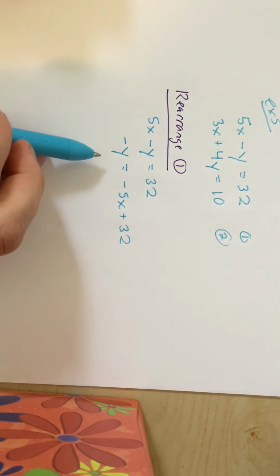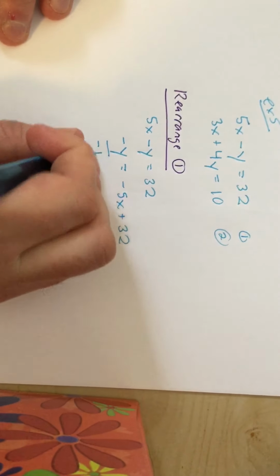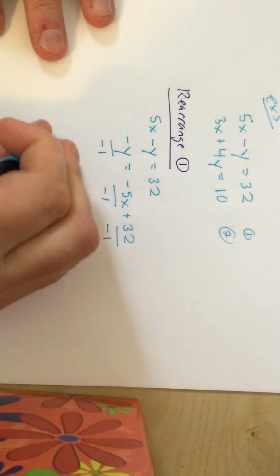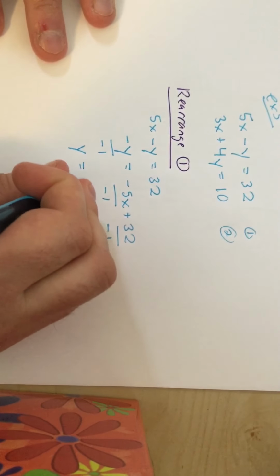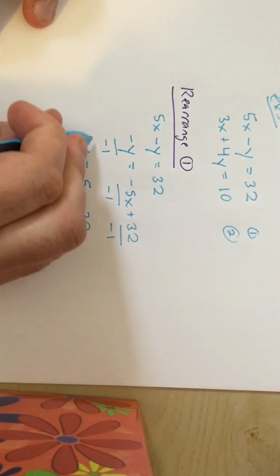The y is not alone. It's not isolated yet. What we have to do is deal with it. So what we're going to do is divide everything by minus 1. And then we're going to get y equals positive 5x minus 32. And now it's isolated.